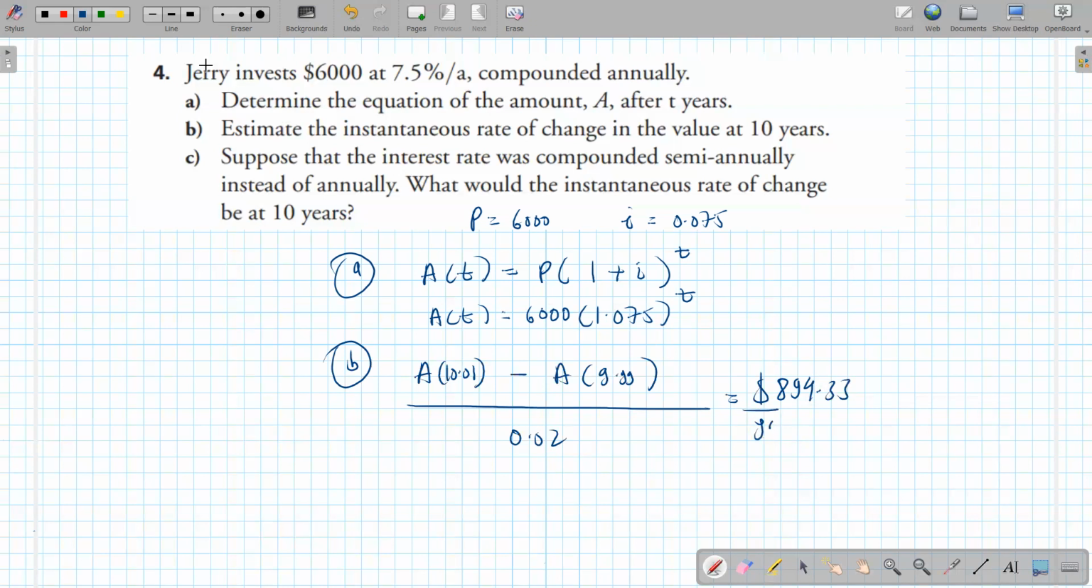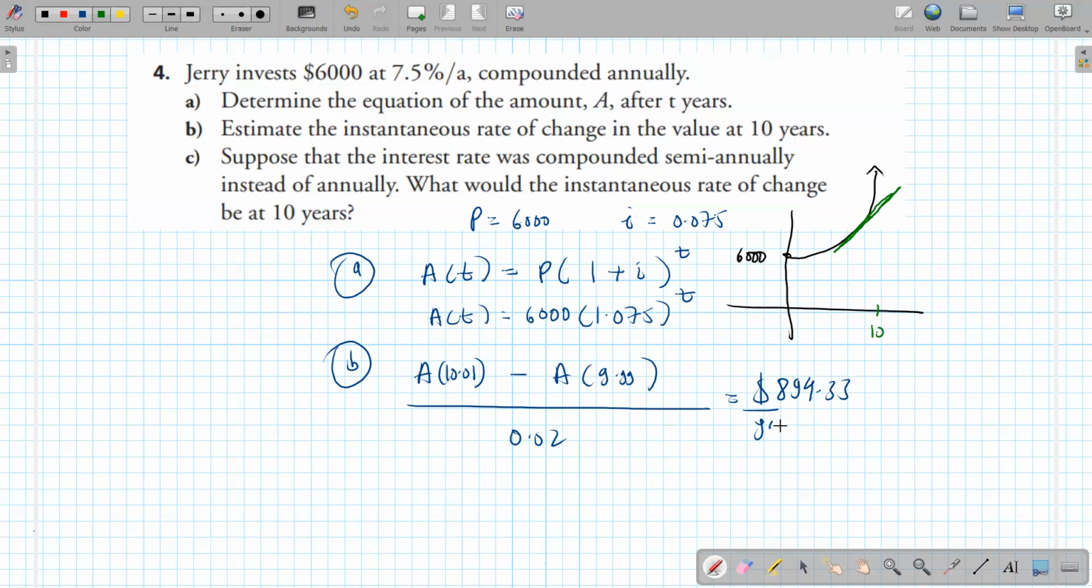So what that means is this function, an exponential function, has a y-intercept at 6,000, and it's going to grow exponentially like that. When time is 10, you're trying to find the slope of this tangent line, and we just found that it was 894. What that means is after 10 years, the amount in your bank is growing by $894.33 per year.